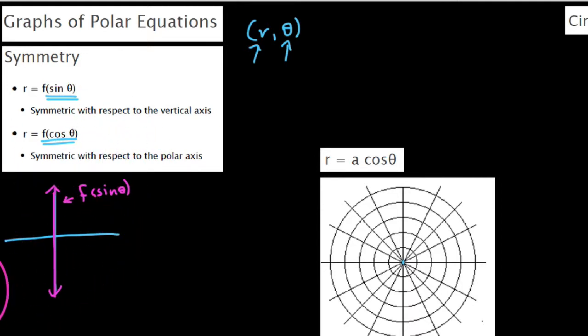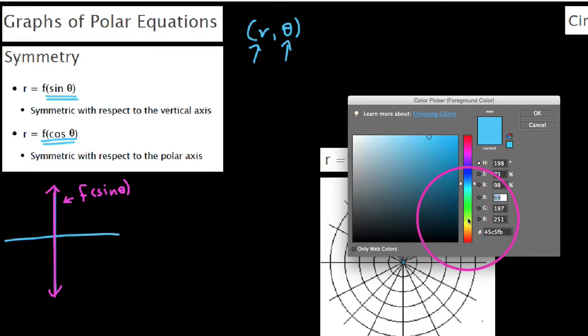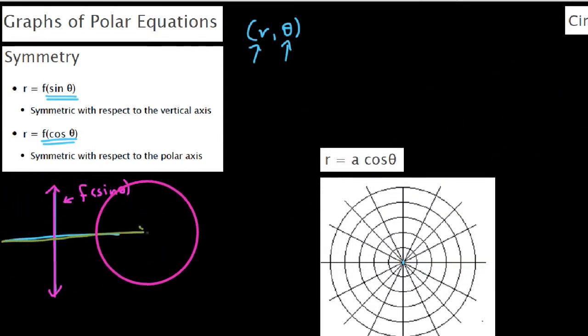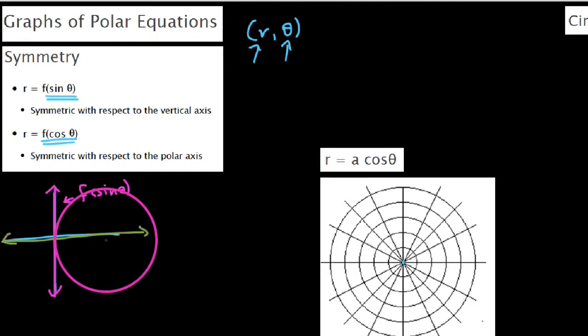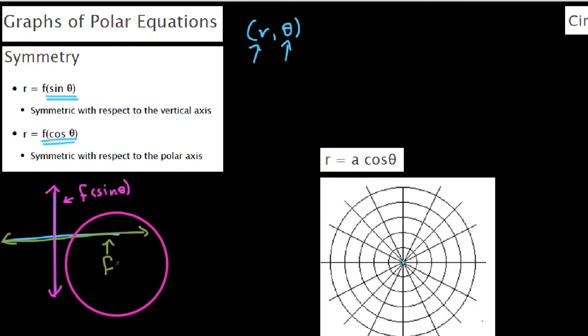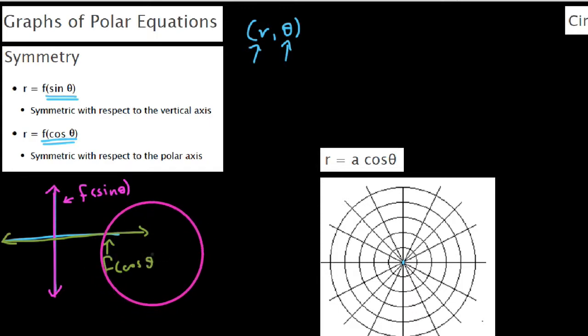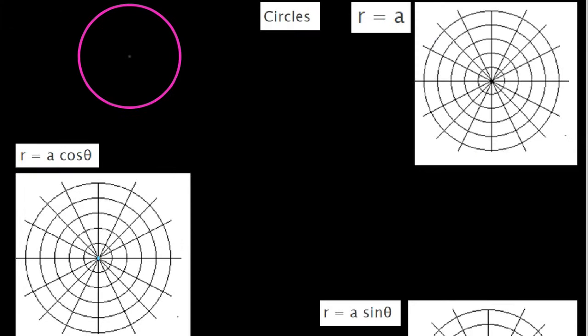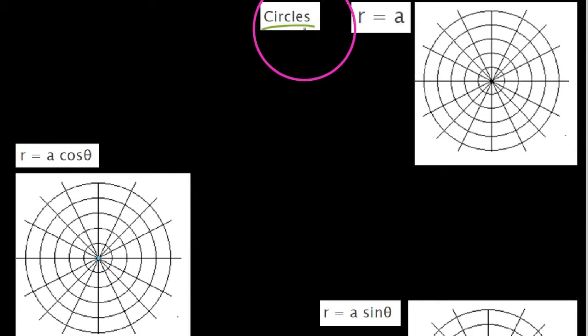And we say if it's a function of cosine, I suppose we could use a different color here, like this one right here. We could say it'll be symmetric with respect to the polar axis. So remember, we call this our polar axis here, but functions of cosine will certainly be symmetrical with respect to that. So let's go ahead and take a look at probably the most basic polar graph that we can make here, graphs of circles.